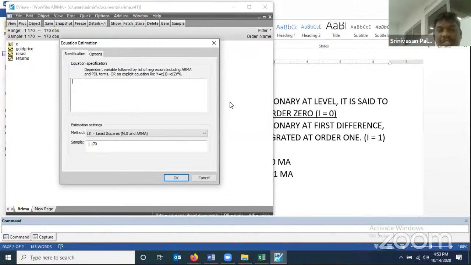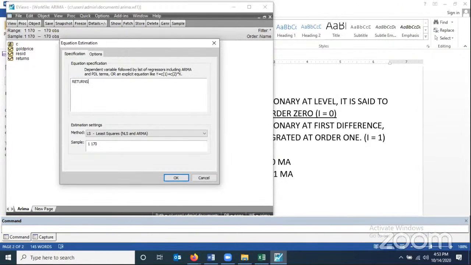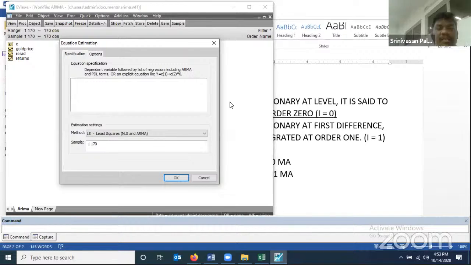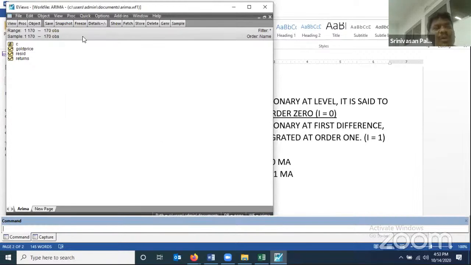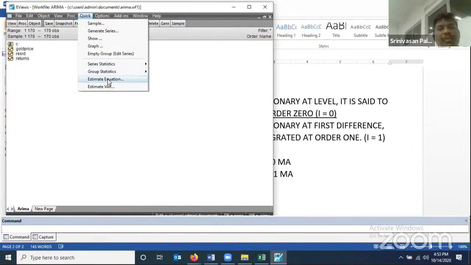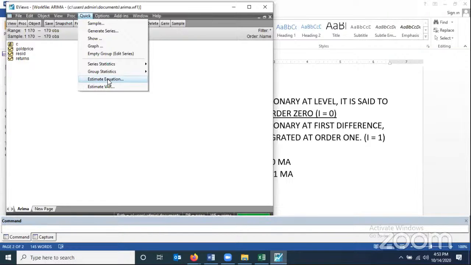Okay, estimate equation. Take a pen and note. Estimation. So I'm going to use the returns. Sir, once again, we start from the beginning, sir. Okay, I'll start. Go quick. Estimate equation. Sir, we could not remember everything, we are writing. That's why. No problem, sir. Estimate equation. Click OK.